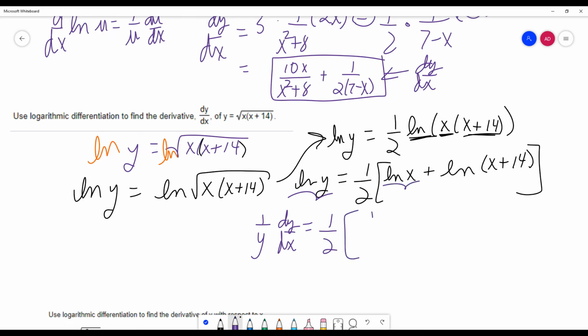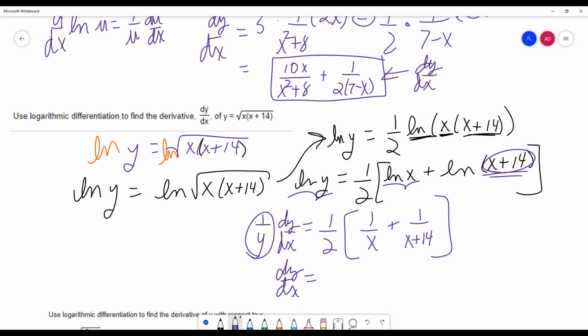Derivative of the natural log of x is 1 over x times 1, but why would I write 1? And then again, the derivative of the natural log of x plus 14 is 1 over x plus 14 times the derivative of that, which is just 1. Now, remember, your whole job here was to find dy dx.